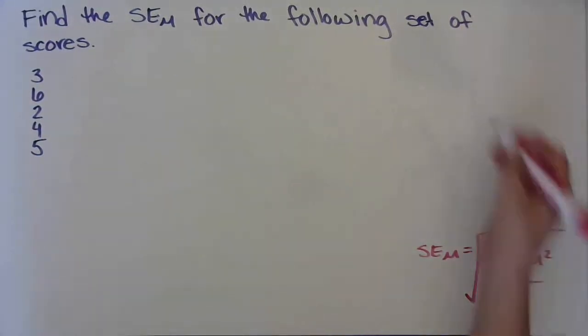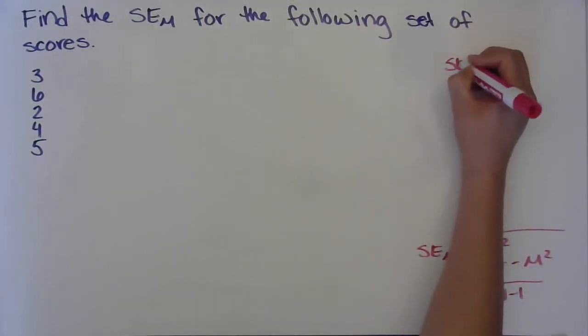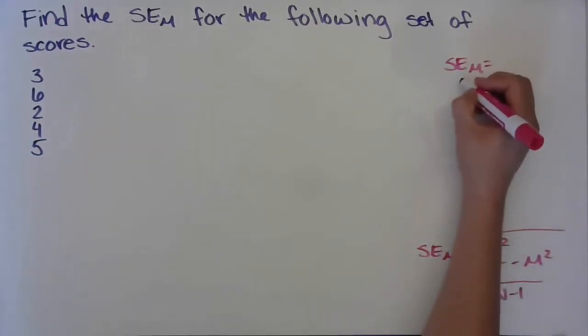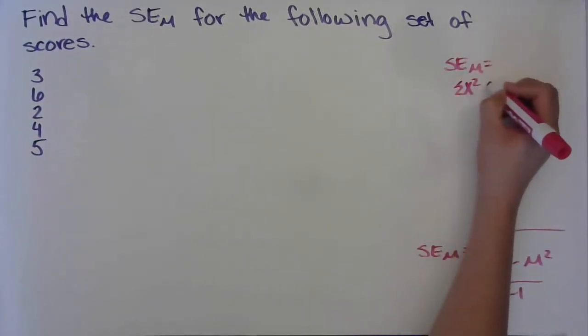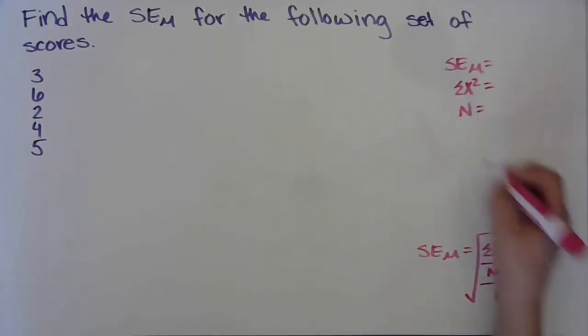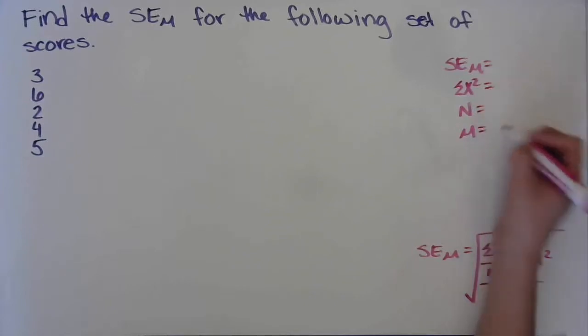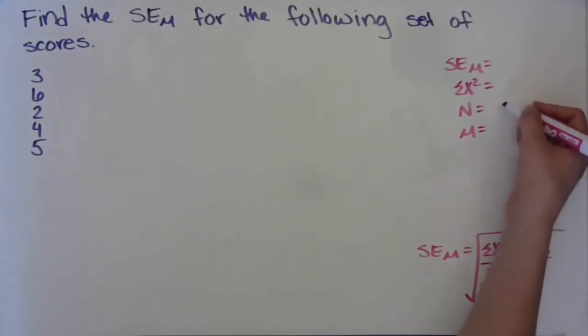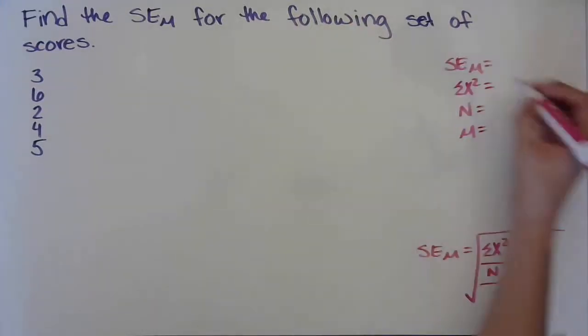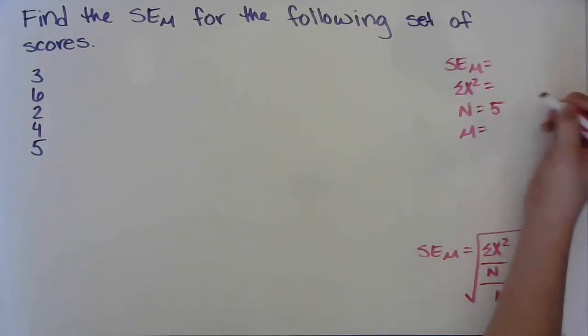Okay, so we need our standard error of the mean. In order to solve this, we need the sum of x squared, we need the n value, and we need the mean value. Okay, so finding n is simple. You just count how many people are in your sample. So we have 1, 2, 3, 4, and 5. So our n value is 5.